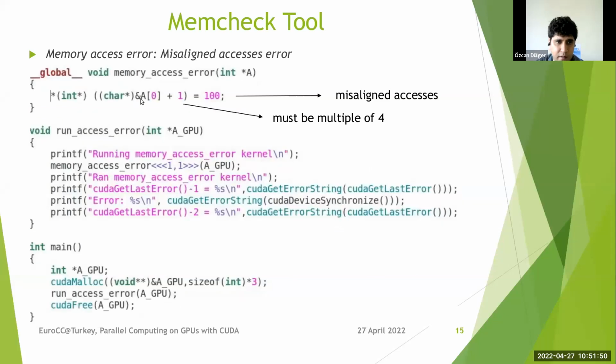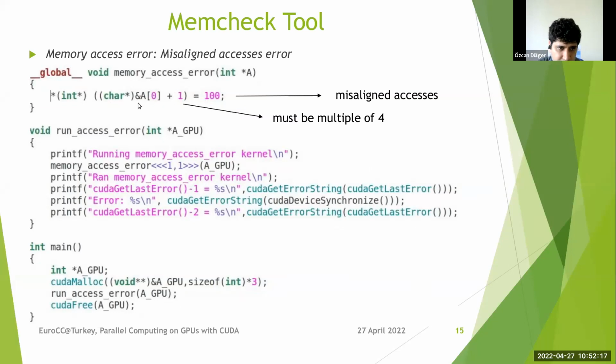The second error type is misaligned access error. Here, now I replace the contents of the kernel with the current one, and try to assign 100 again to a memory location of our array A. In this case, why do we get an error?